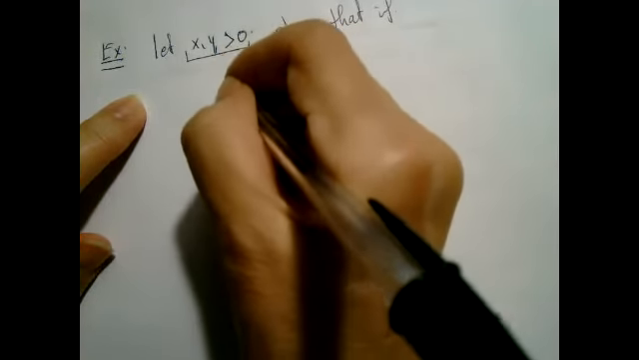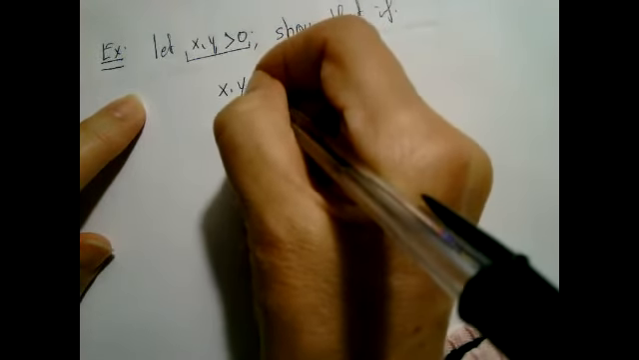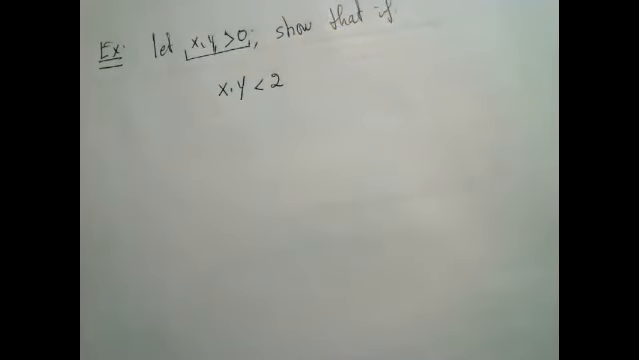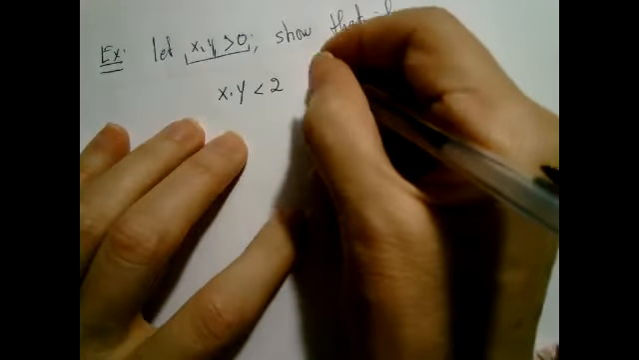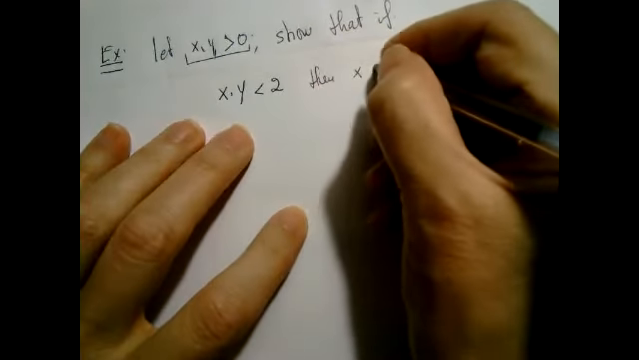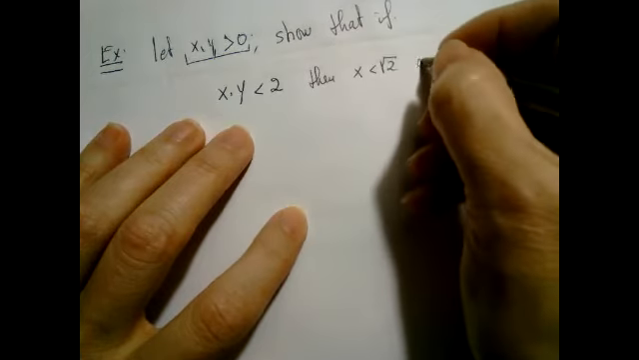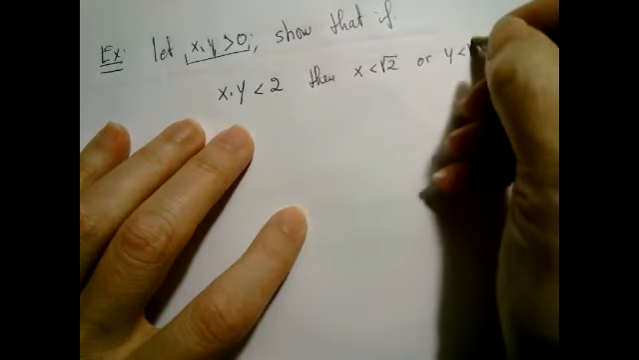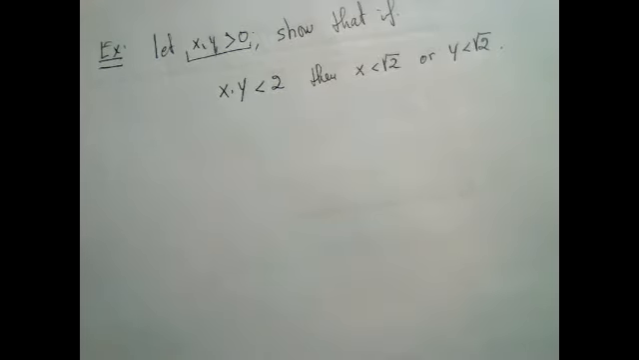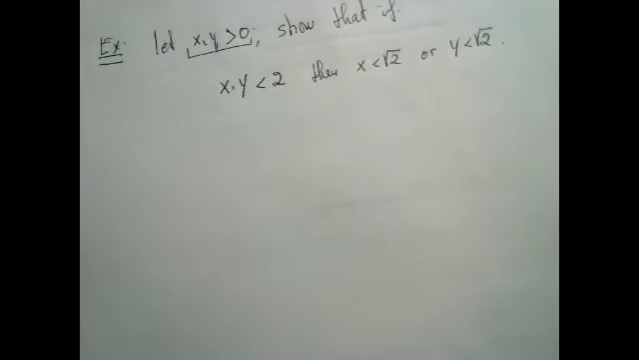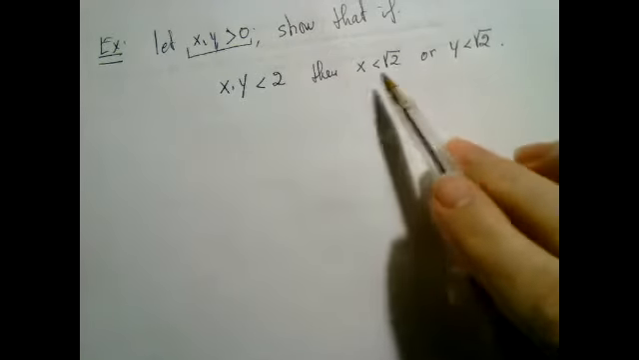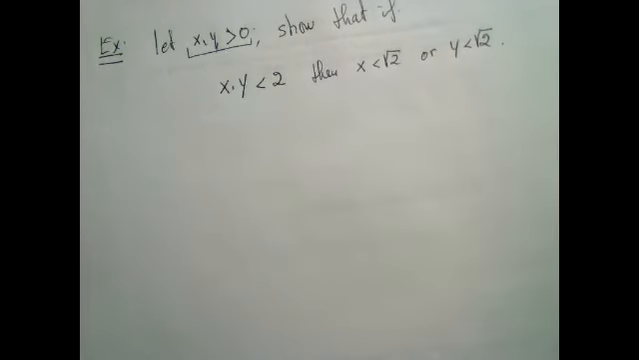Show that if the product is less than 2, so multiply them, you get a number less than 2, then one of them has to be less than the square root of 2. So multiply 2 numbers, you get something less than 2, then I want you to convince me that one of them should be less than the square root of 2.